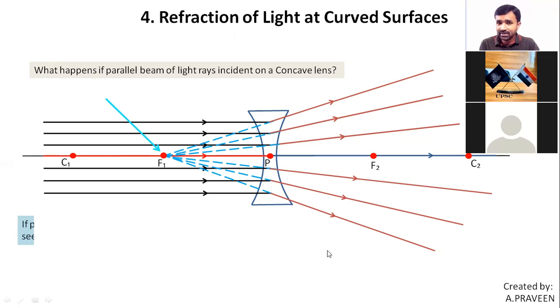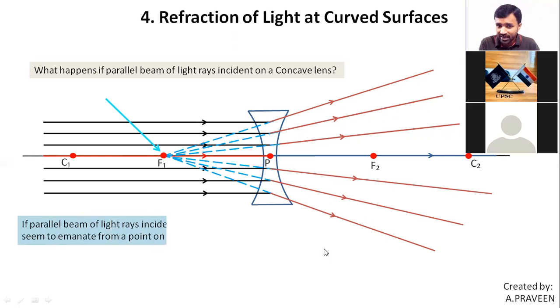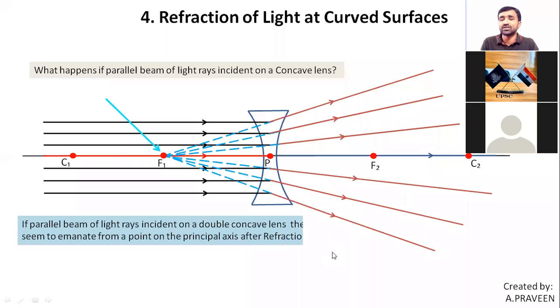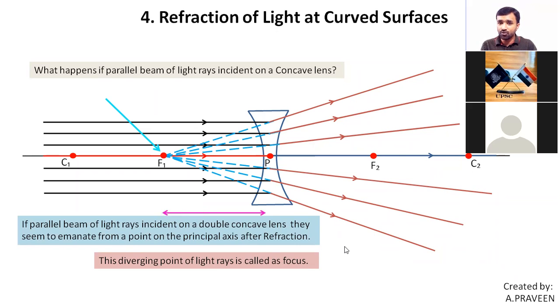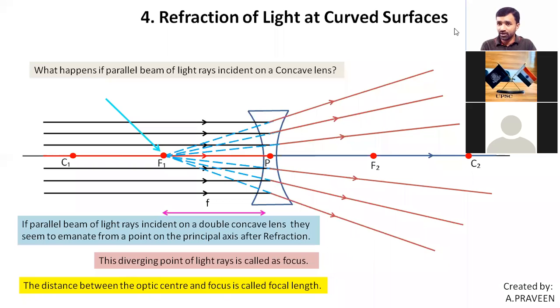Okay. So simply, if a parallel beam of light rays is incident on a double concave lens, they seem to emanate from a point on the principal axis after refraction. That common point is called the diverging point. That diverging point is called the focus. Then you can measure the distance between the pole and the focus. That is called the focal length and denoted by small f. Is it clear, everyone? Go for quick reaction.